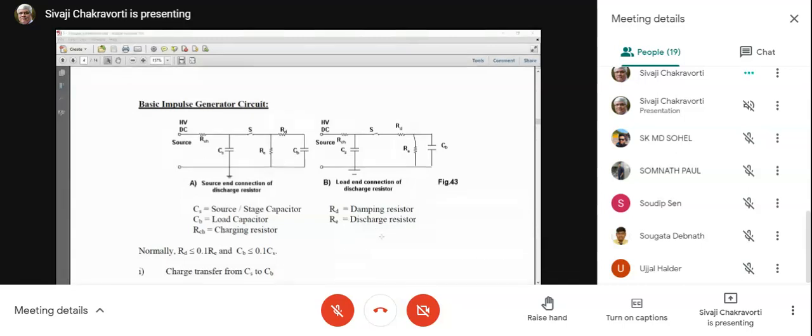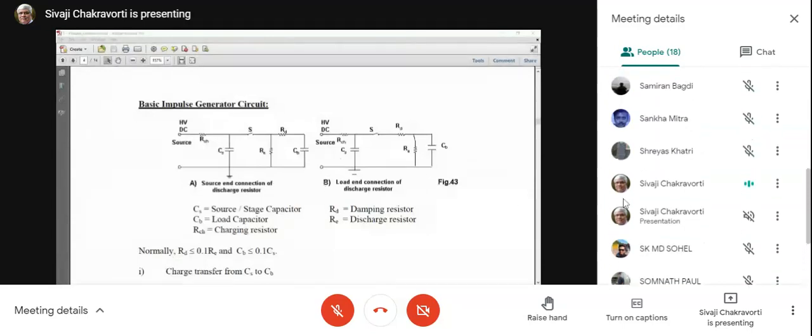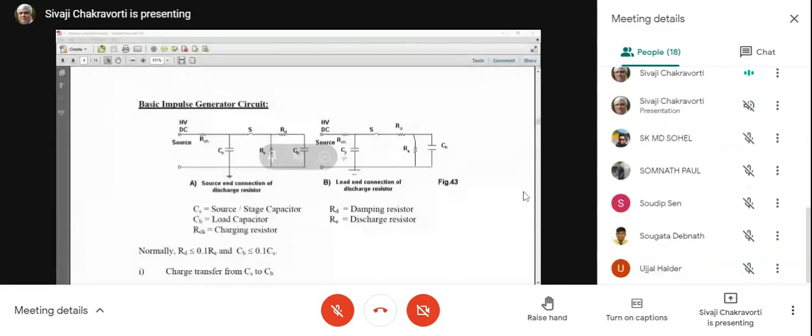Okay, so now you have a fast acting switch, and I explained that this should be a sphere gap. Then there will be two resistances, one in series, one in parallel. The parallel one is called the discharge resistor, the series one is called the damping resistor, and one capacitor called the load condenser or load capacitor CB.